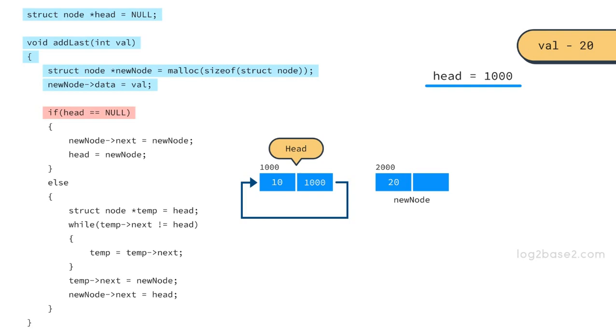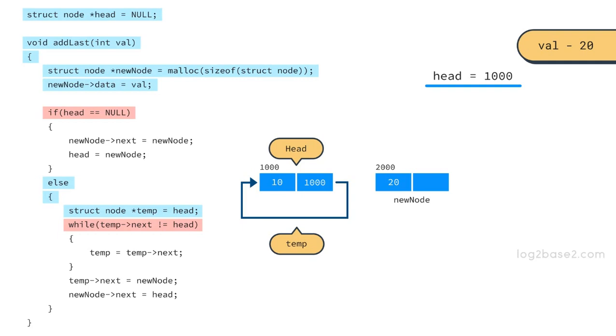But it is not. So go to the else part and find the last node by traversing the list. In normal linked list, the last node will be pointing to null. But in circular linked list, last node will be pointing to head. So set a temporary pointer pointing to head. And use a while loop to traverse the list till temp next equal to head. And when the loop terminates, temp will be pointing to the last node. Here temp equal to 1000 now. And check if temp next not equal to head, but it is. So the condition fails and it will terminate now itself. And we got the last node now pointed by temp.